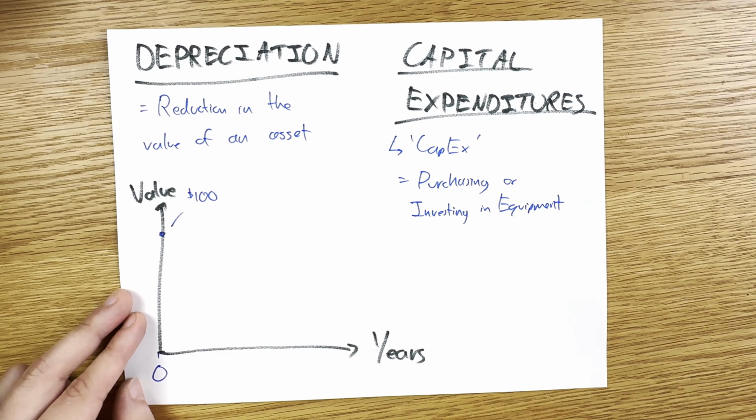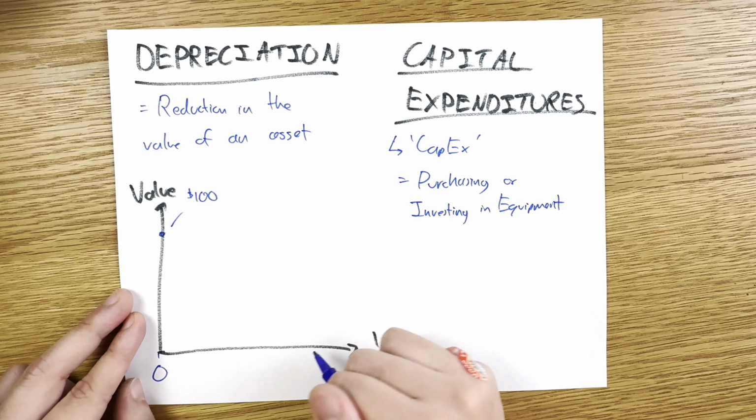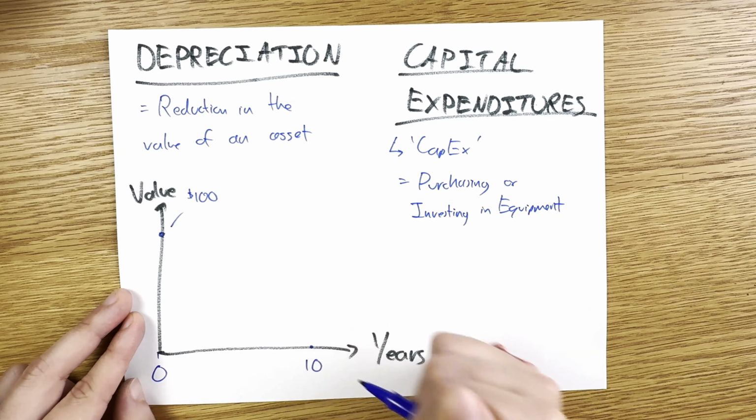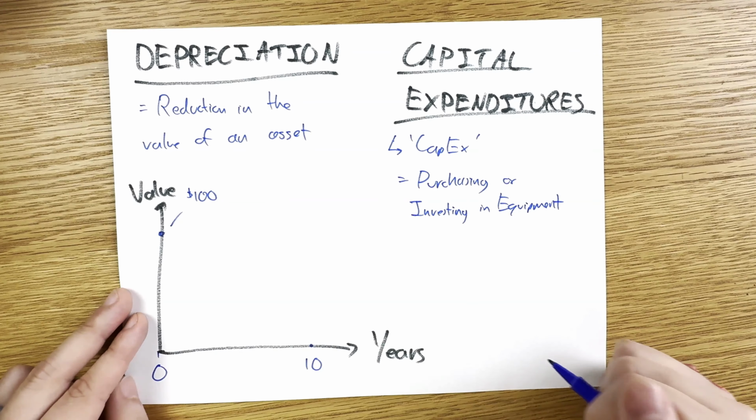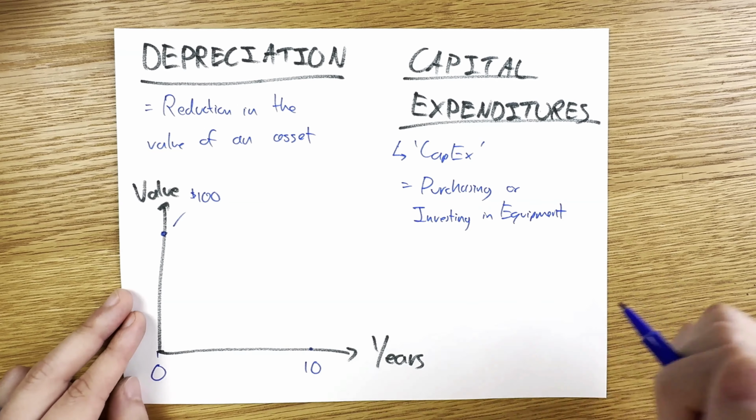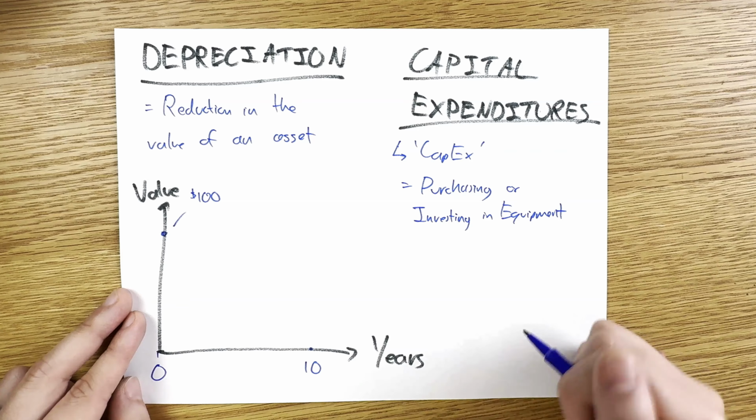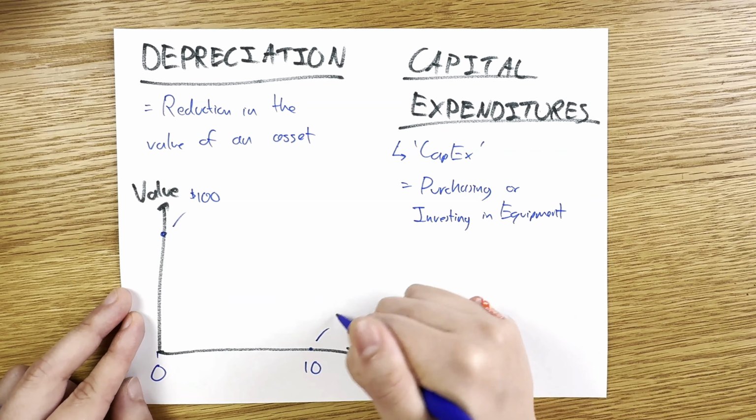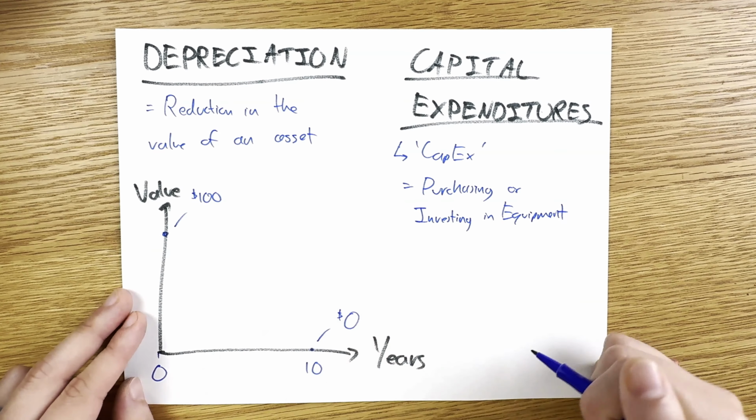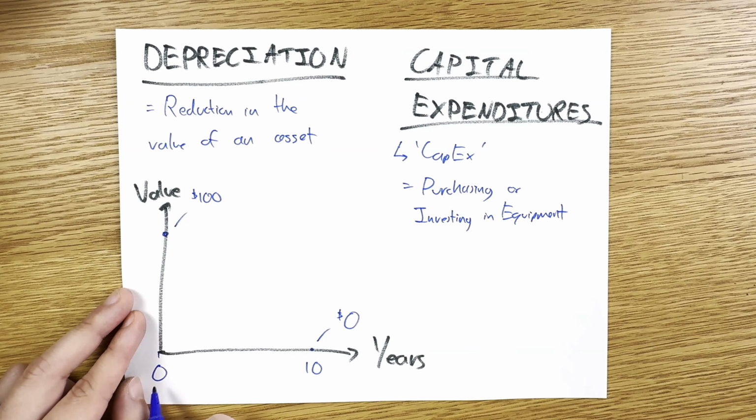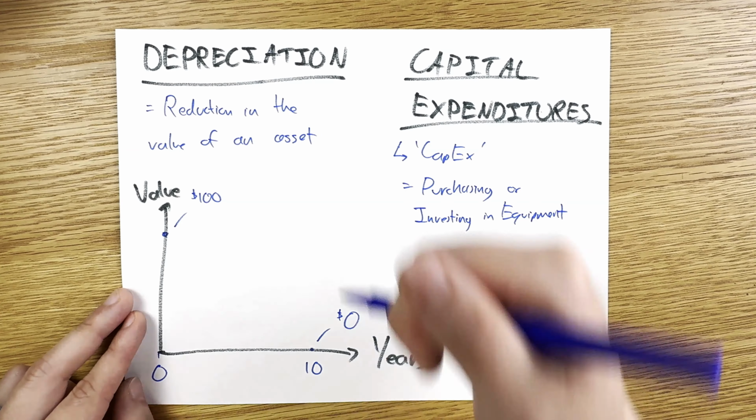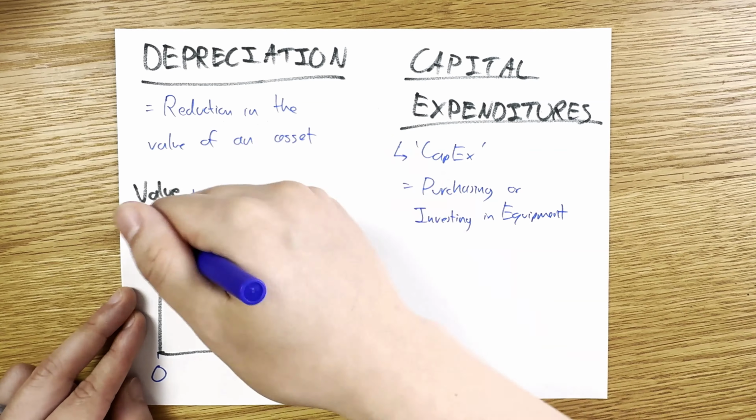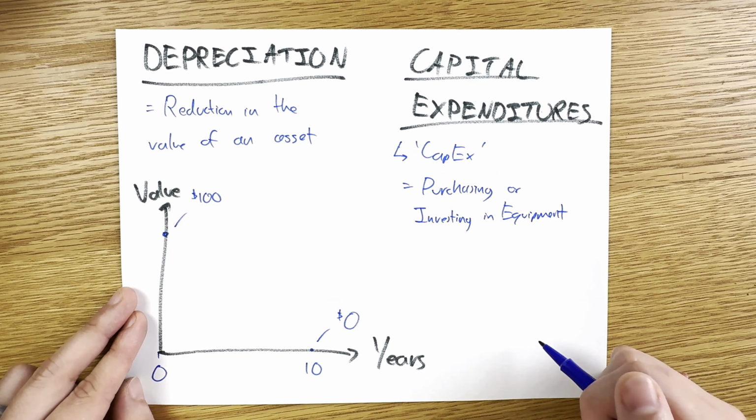I expect to use this fryer as a business for 10 years. At the end of 10 years, right, I've used this fryer all the way down until it's like weird thin and it's no value or no use to anyone. It is going to be worth $0. So from year 0 to year 10, it was originally worth $100. It's going to depreciate in value to $0.